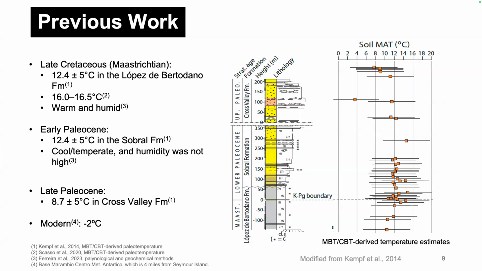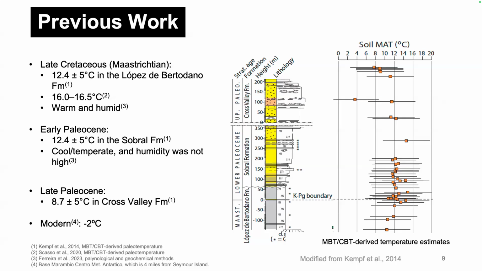This figure by Kempf et al. shows a stratigraphic column and the MBT-CBT derived temperatures across the Maastrichtian-Paleocene transition. The KPG boundary marks the shift from the Lopez de Bertodano and Sobral Formation to the Cross Valley Formation.